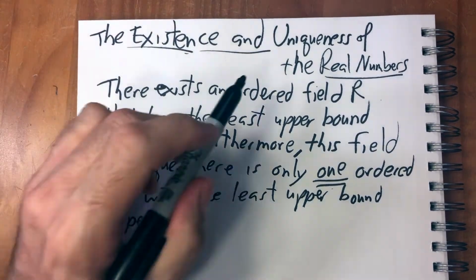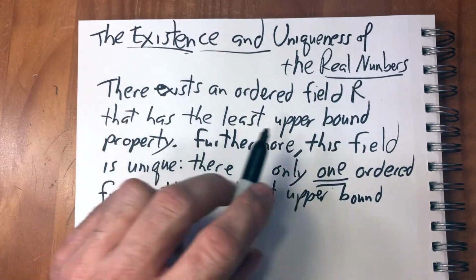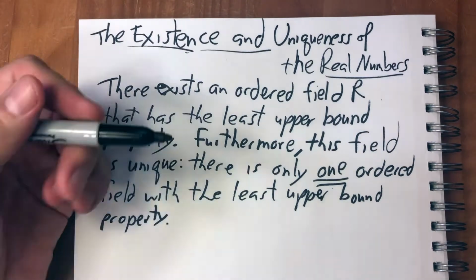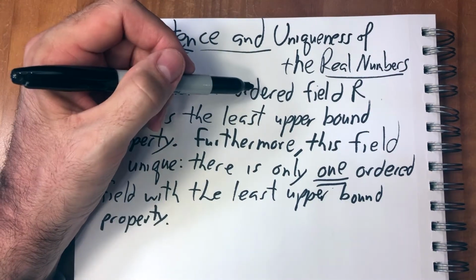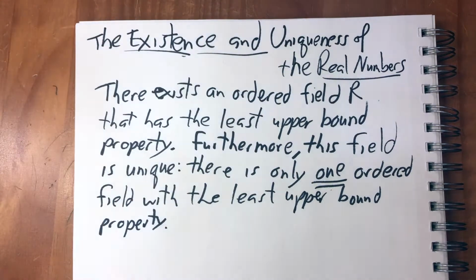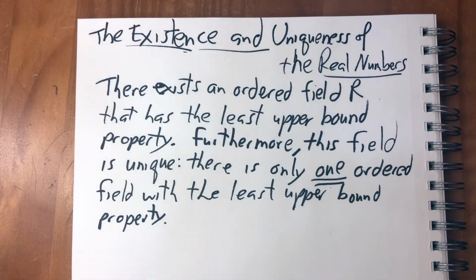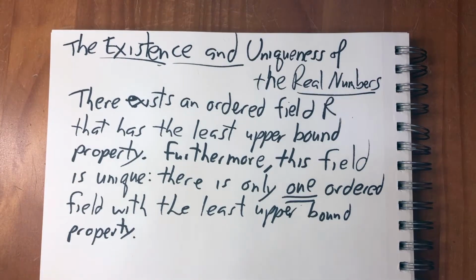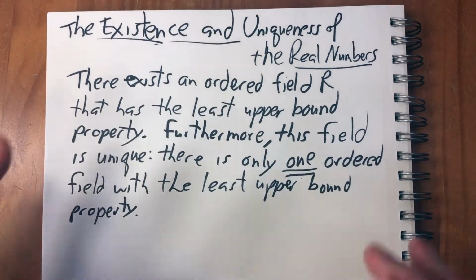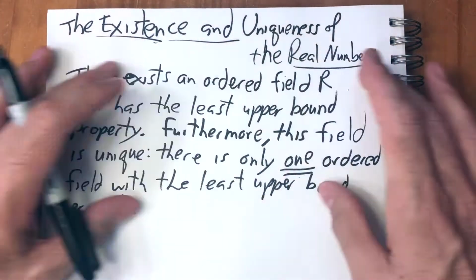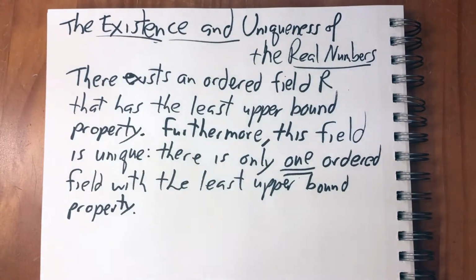So it's these three things: an ordered field, and the least upper bound property. We already have seen an ordered field, which is, for instance, the rationals, but it doesn't have the least upper bound property. And we're going to see complex numbers have a least upper bound property, but they're not ordered. So the real numbers are the only field that has these three properties.